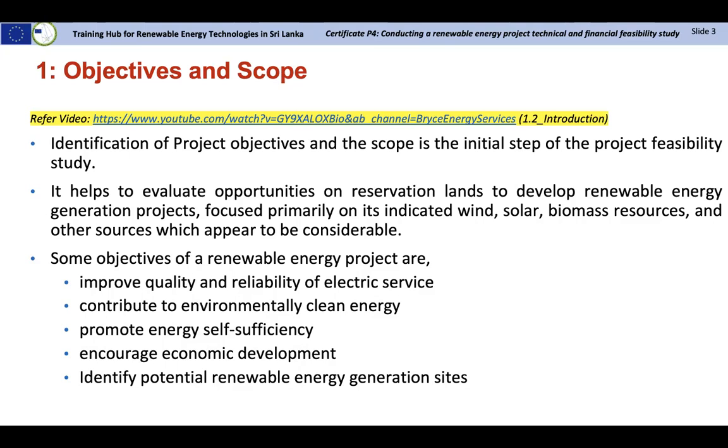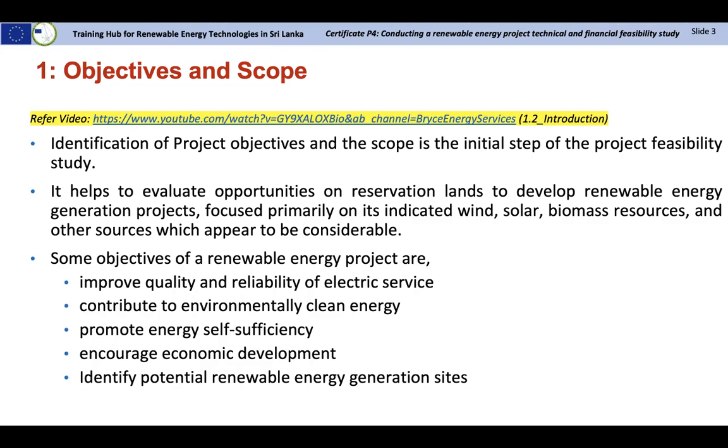Here are a few listed examples: improve quality and reliability of electric service, contribute to environmentally clean energy, promotion of energy self-sufficiency, encourage economic development, identify potential renewable energy generation sites. Likewise, we can identify objectives with respect to our project. Basically, moving into renewable energy projects is timely, as the whole world is moving towards net zero carbon emissions and reducing greenhouse emissions to save our planet.